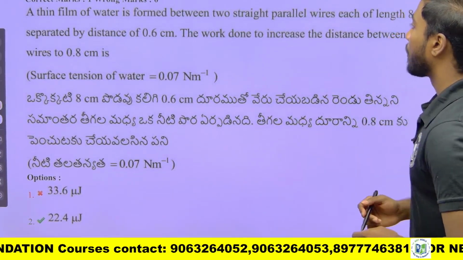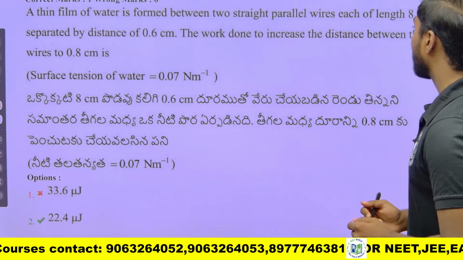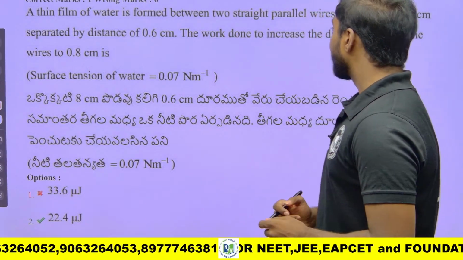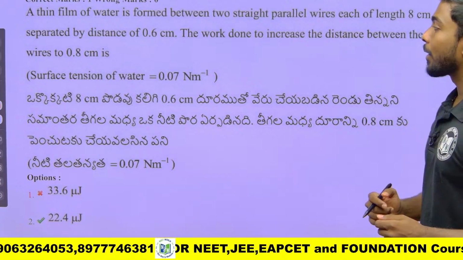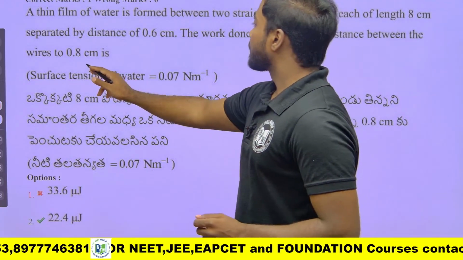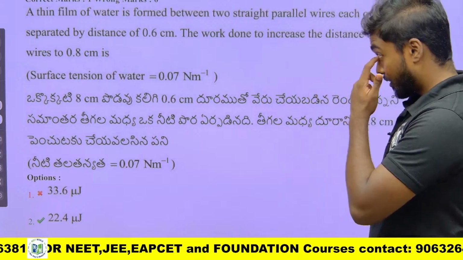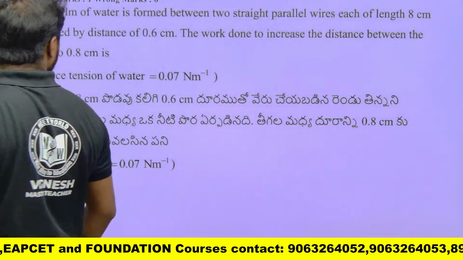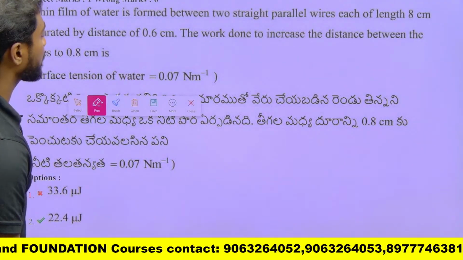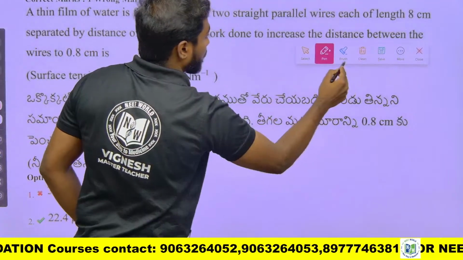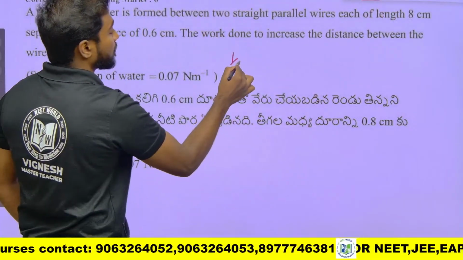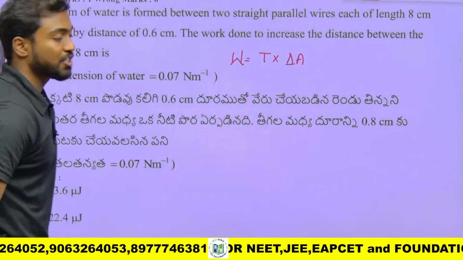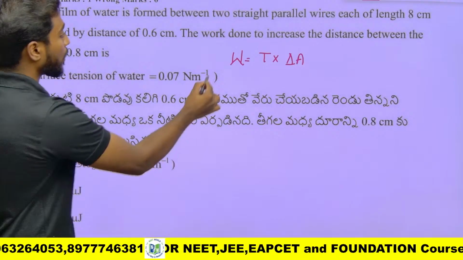A thin film of water is formed between two straight parallel wires, each of length 8 cm, separated by distance 0.6 cm. The work done to increase the distance between the wires to 0.8 cm is, okay. The tension of the water is given, and I need to find the work done. What is the work done formula for this case? Work done formula for this case is W equals tension into delta A, the change in area. Okay, this is the work done formula.